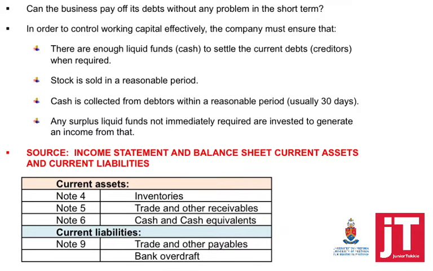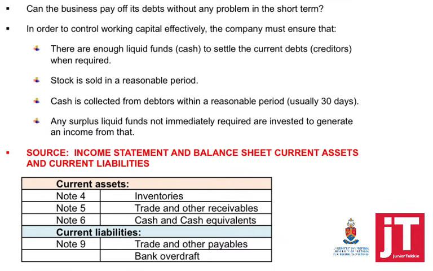When we talk about current debt, we talk about our creditors. Stock is sold in a reasonable period. Cash is collected from debtors within a reasonable period, and that is usually 30 days. Any surplus liquid funds not immediately required are invested to generate an income. So when we look at our liquidity financial indicators, we're looking at our working capital.